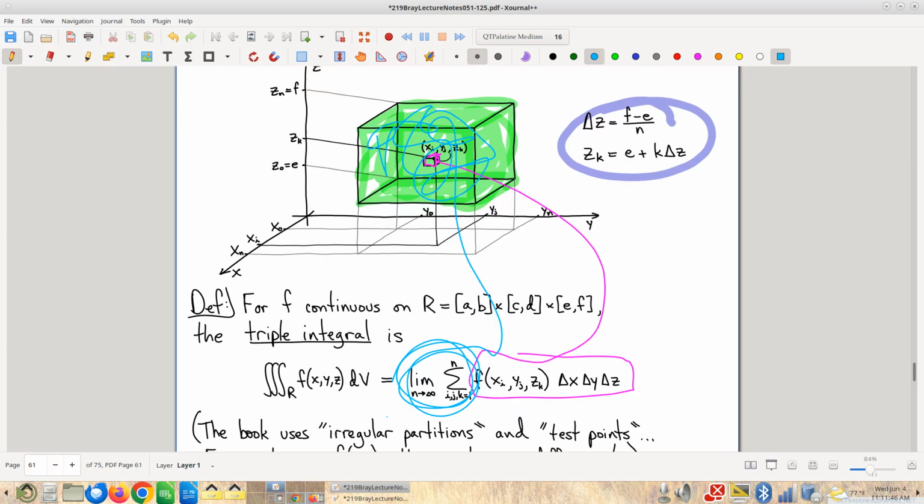Now, by the way, how, pray tell, are we going to add up in three different directions? That sounds scary. Do you notice we never really quite did that with double integrals?